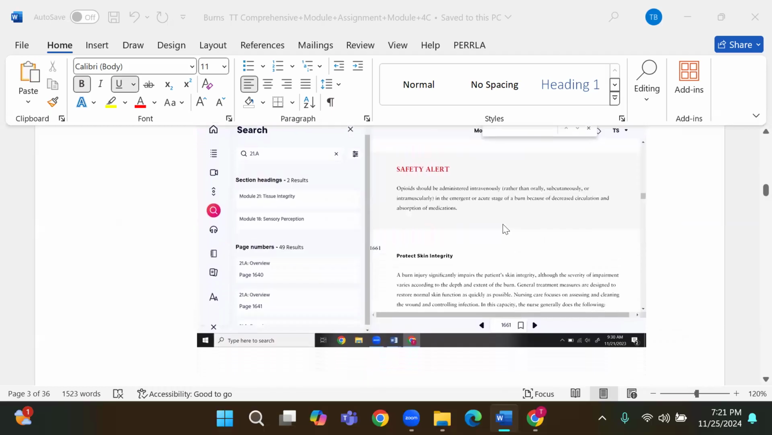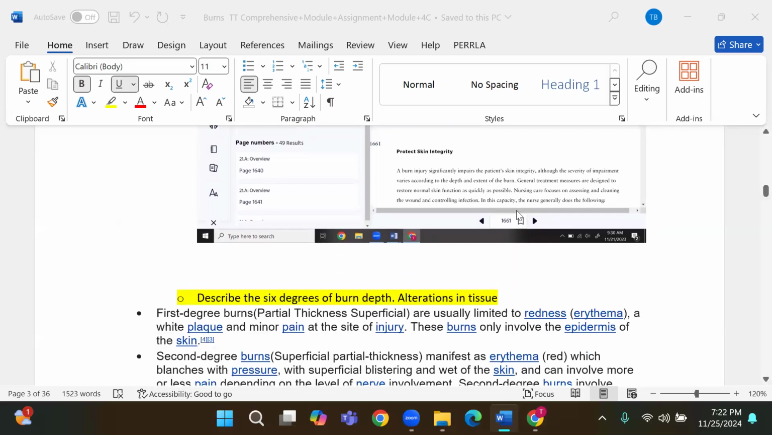Now, look at this. We just talked about this. Opioids should be administered intravenously in an emergent or acute stage of a burn because of decreased circulation and absorption of meds, right? So let's give them IV opioids. One of the things it said was morphine, but one of the test questions said fentanyl too. The most common one is morphine.